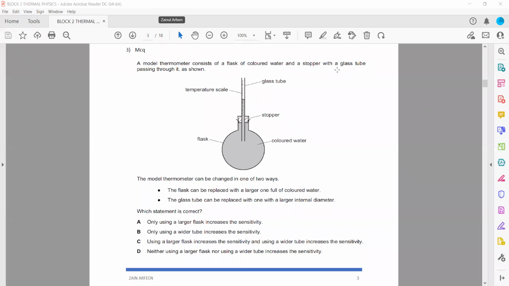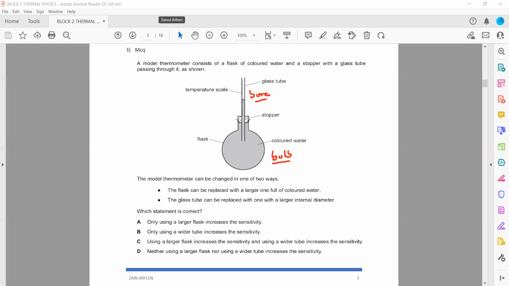In question 3, a model thermometer. This is a model thermometer, like this is the bulb of a thermometer, and this one is a capillary or a bore. A model thermometer consists of a flask of colored water and a stopper. A model thermometer can be changed in two ways. The flask can be replaced by a larger one full of colored water.